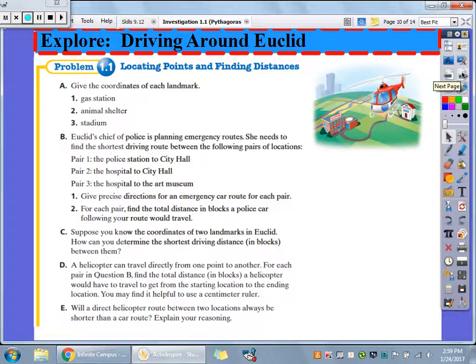All right, so we talked about driving around Euclid. So why don't you take a little bit, pause, and then I'll put the answers for this in another flip chart, and then you can kind of check your answers once you're done answering them, okay?